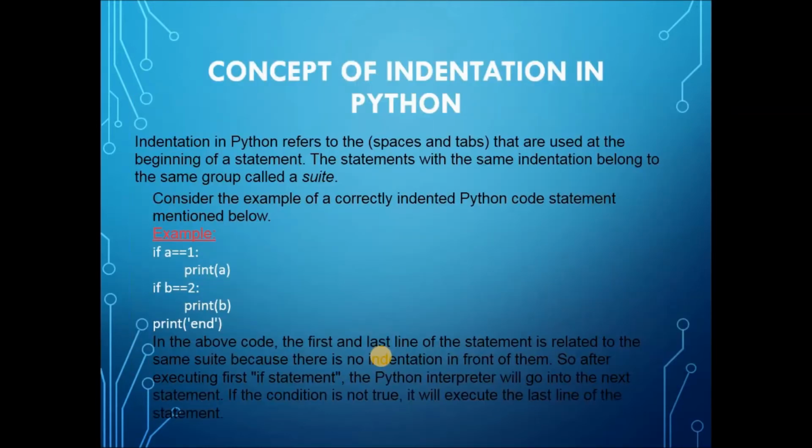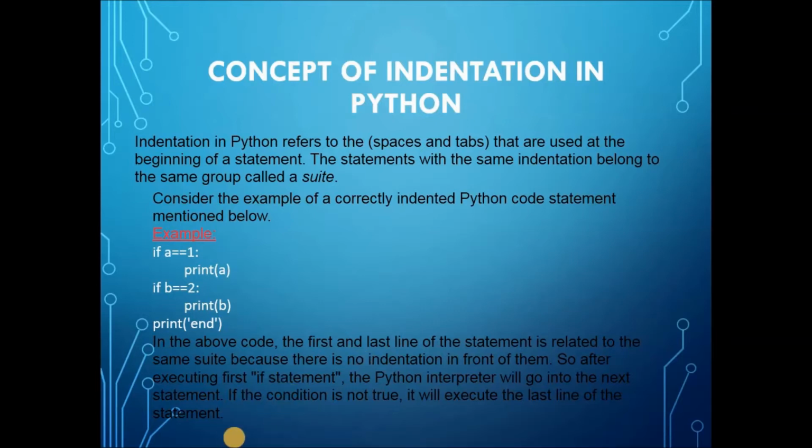Now see, the concept of indentation in Python. Indentation in Python refers to the spaces and tabs that are used at the beginning of a statement. Statements with the same indentation belong to the same group, called a suite. That means when you write a program, you have to be clear about where every line starts. That is about indentation.